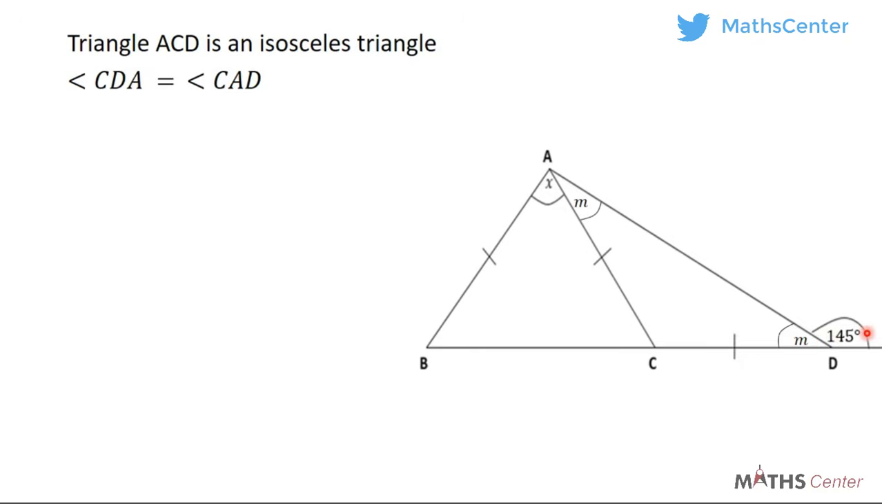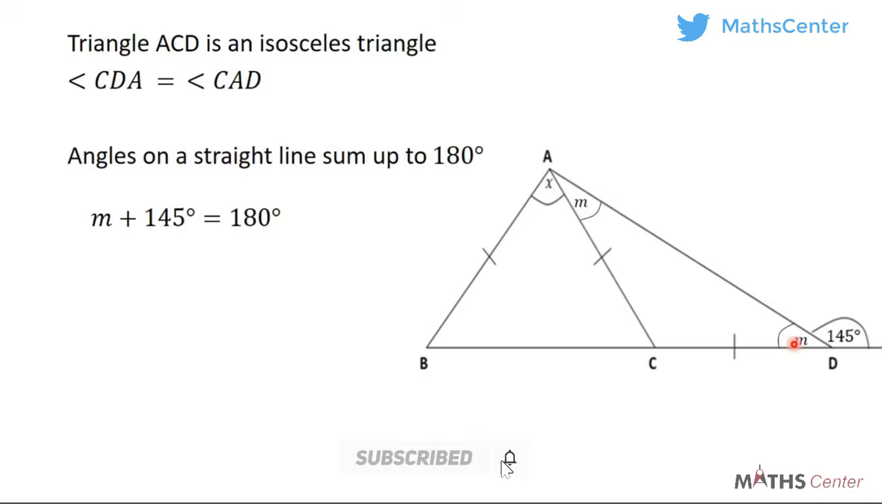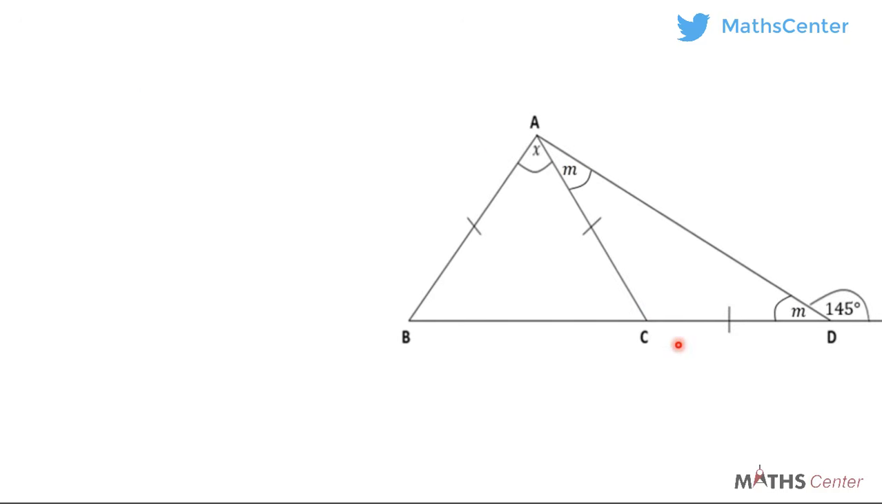Now, with 145 degrees and M here, we can find the value of M, because we know that angles on a straight line add up to 180 degrees, and M and 145 degrees are on a straight line. So M plus 145 degrees will give us 180 degrees. We simplify and M will give us 35 degrees. So we have here to be 35 degrees and here to be 35 degrees. So we can find the other interior angle of this isosceles triangle.